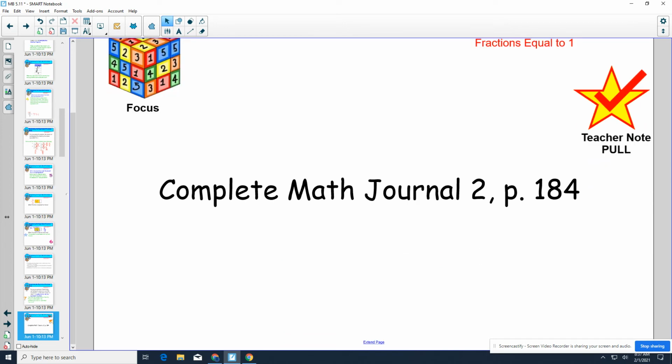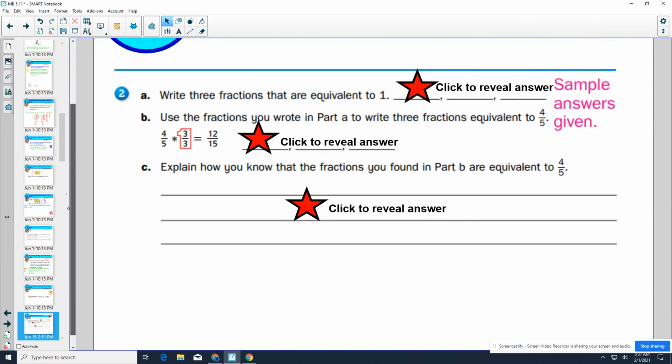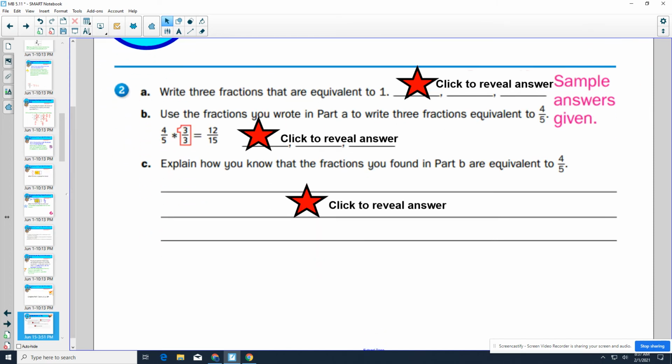Okay, so go ahead and look at journal page 184. Go ahead and pause the video and complete those and then come back. Okay, so you should have already looked at problem 2 here, but let's go ahead and look at it. It says write 3 fractions that are equivalent to 1. So 3 fractions that are equal to 1.